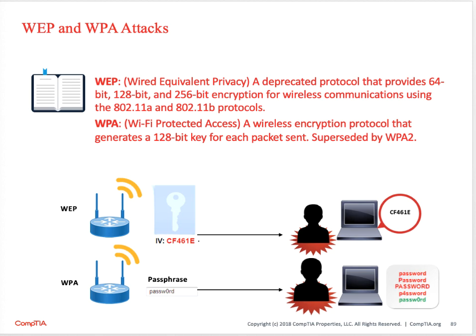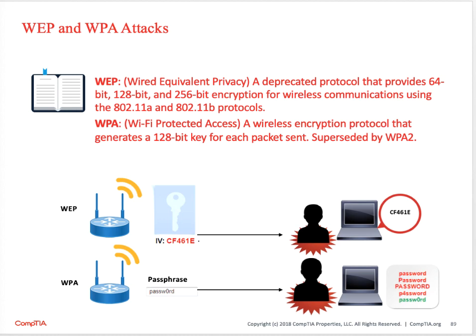Then WEP was superseded by WPA, which stands for Wi-Fi Protected Access. WPA generates a 128-bit key for each individual packet sent, which is supposed to help prevent easy cracking. WPA also used the RC4 stream cipher. However, we have WPA2 now, which uses AES, the Advanced Encryption Standard, for its encryption.